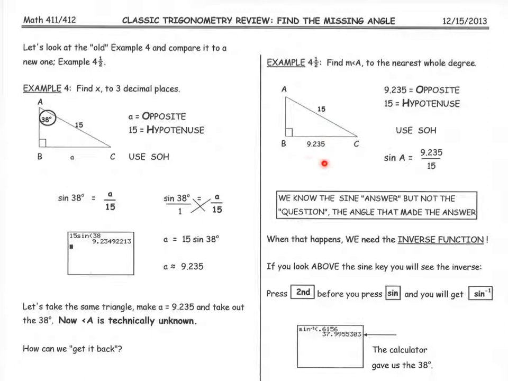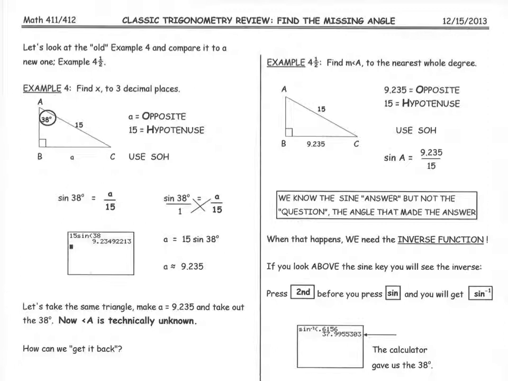So if you know two sides of the triangle and you're looking for the angle, you can figure out how those sides relate to the angle you're looking for. If we were looking for angle C, then 9.235 would have been adjacent to C. 15, of course, is always the hypotenuse. We would have written cosine C equals 9.235 divided by 15.